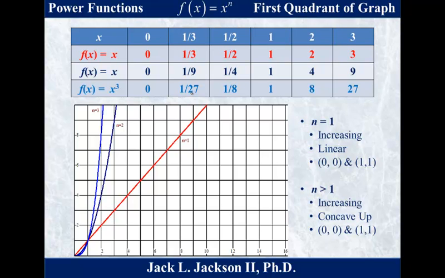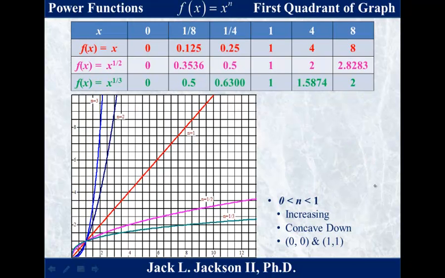So if n equals 1, then we're talking about y equals x. That's increasing linear, goes through (0, 0) and (1, 1). If n is greater than 1, it's increasing and concave up here in the first quadrant, and that goes through the points (0, 0) and (1, 1). Right now we're just focusing our attention on the first quadrant. They all have graphs in the first quadrant. Okay, let's add a few more to this.